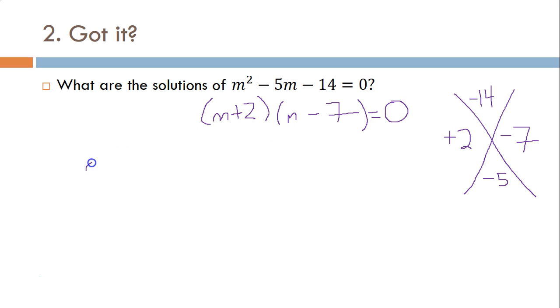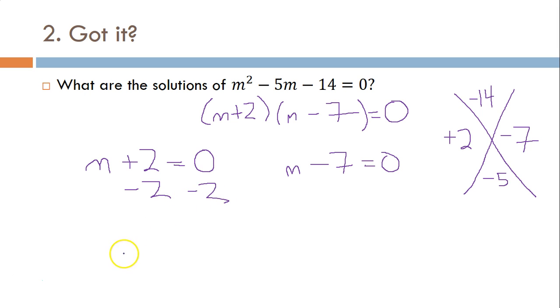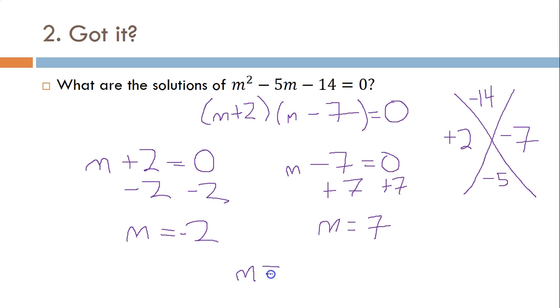And then now we can set our two parts equal to 0. So I have m plus 2 equaling 0 and m minus 7 equaling 0. So I solve. I'm going to go ahead and subtract 2 from both sides, and I get m equals -2. And add 7 on both sides, and you get m equals 7. So your two answers are m equals -2 and 7. Box your answer and you are done.